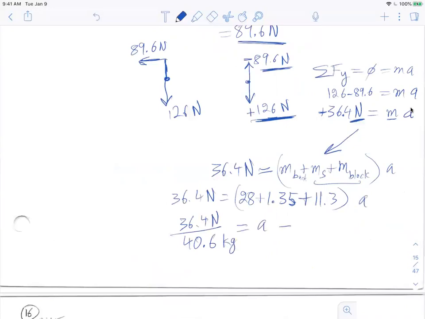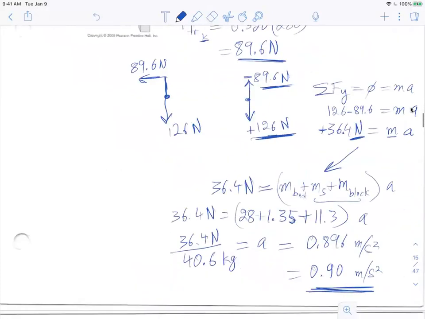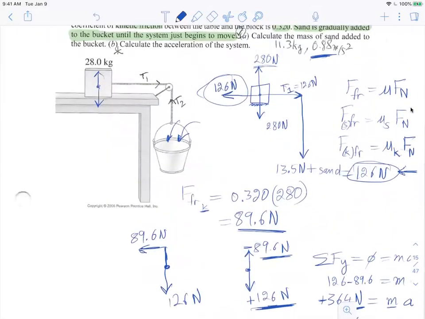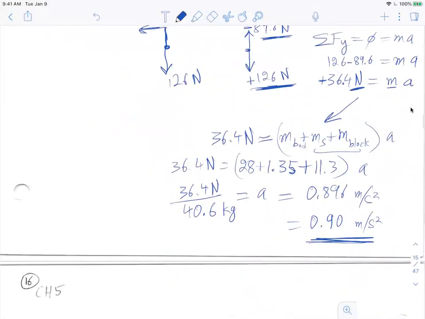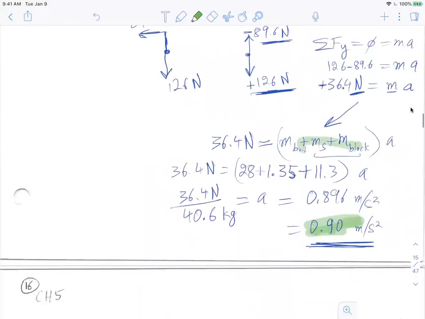So now you have to find your acceleration, which should be roughly 36.4 divided by 40.6, 0.896 meters per second squared. You can round it off to 0.90 meters per second squared. And that's kind of what I ended up with. I think the right answer is 0.88. Maybe I should have used 9.8 meters per second squared. When I was finding my weights, I just used 10 meters per second squared. Maybe there's another small error, but it's pretty close to the correct answer about how the system will accelerate. The system being everything together, the block, the bucket, the sand. And that's why the total mass was done this way.